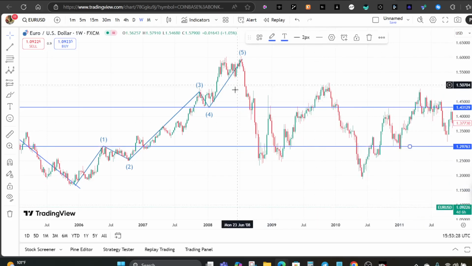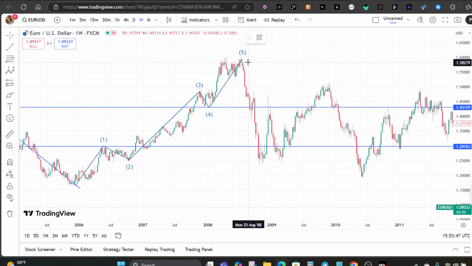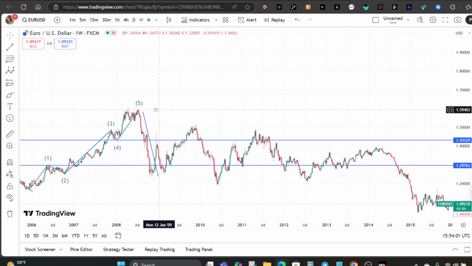So usually wave 4 does not overlap wave 1. There is usually a gap between where wave 4 ended and where wave 1 started. Then wave 5 is the final push in the direction of the trend before a major correction. So once these 5 waves are completed, the market usually enters a correction phase, which brings us to the next part.